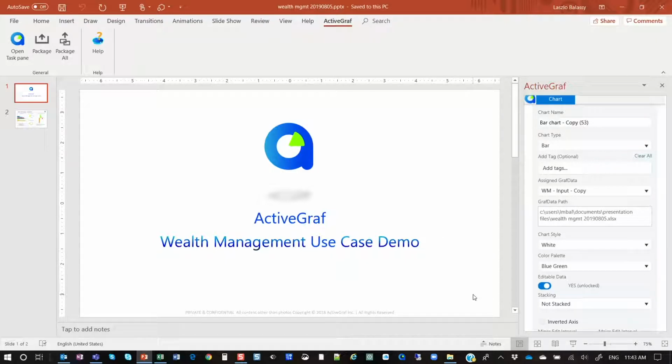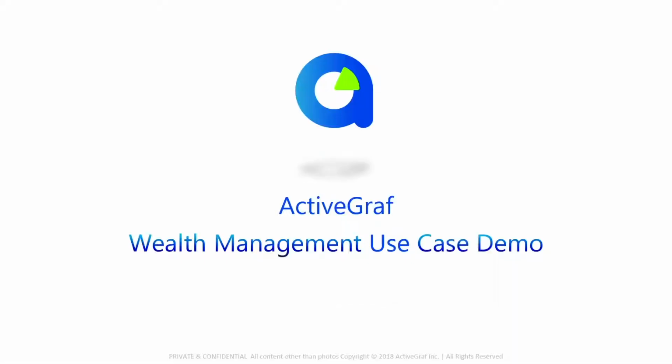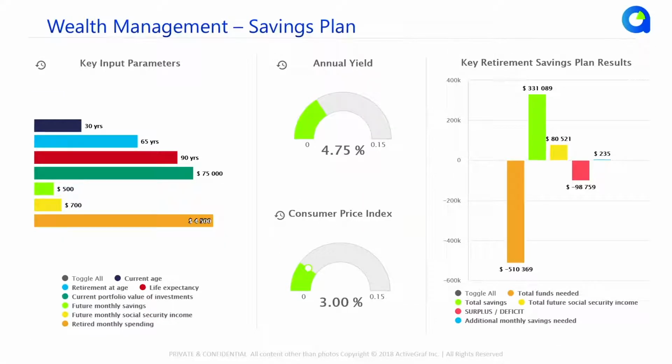With any presentation that's ActiveGraf enabled, you just follow the same thing you do with PowerPoint. Start the slideshow. Here we are on our title slide, but we'll go straight to our dashboard. This dashboard appears to be just like any standard wealth management presentation dashboard. And typically what would happen is this kind of dashboard would be presented by a wealth management advisor to the client, and the results and implications would be discussed.